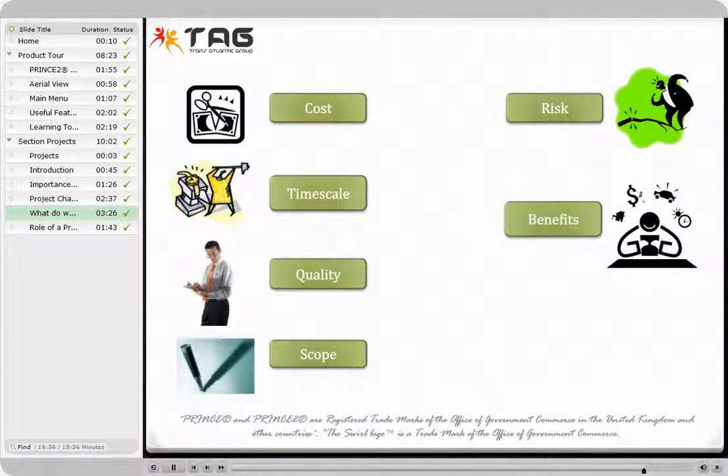PRINCE2 is an integrated framework of processes and themes which addresses the planning, the delegation, the monitoring, and the control of all these 6 aspects of project performance.